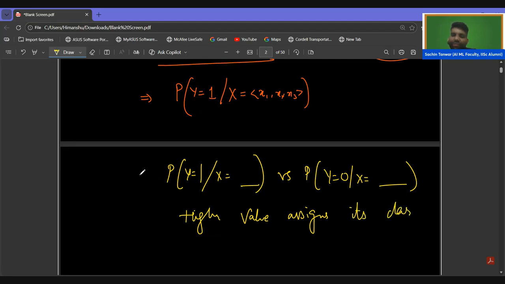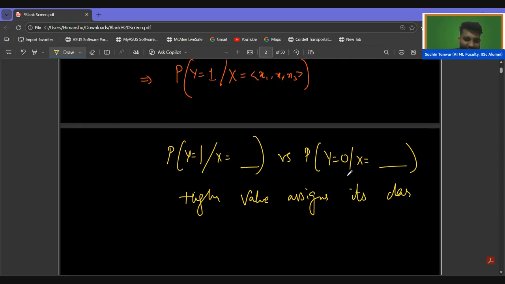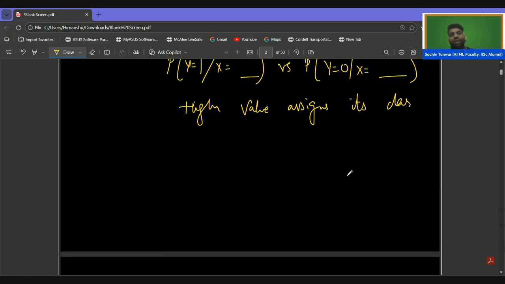So that means if this probability is going to be higher, the class of this data point is going to be 1. If this probability is higher, in that case, I would say the class of the data point is going to be 0. So this is the basic idea for this kind of a thing. Now, why Bayes? I'll get to that.